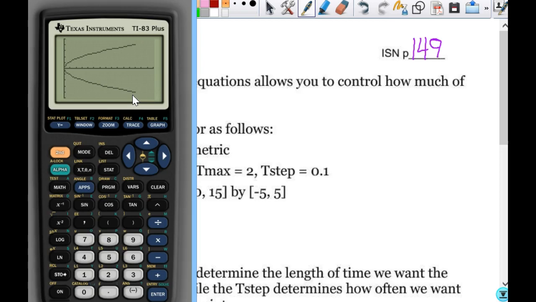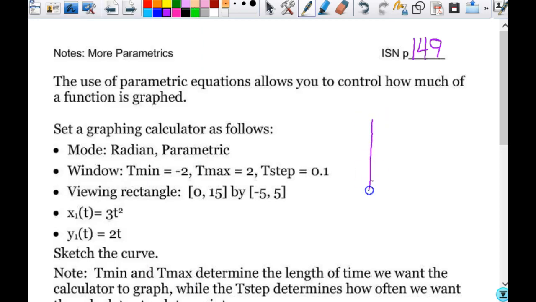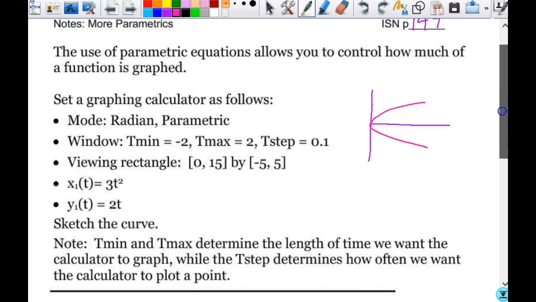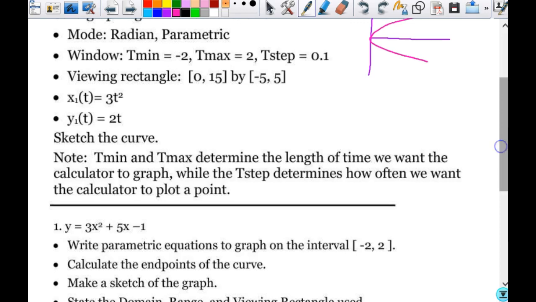And we can just kind of, over here, this isn't really part of one of the examples anyway, but this is what the graph kind of looks like. So just sketch it like that and good enough for right now. Okay? We're going to look at the other ones where we actually do some stuff. But all right, now, T step determines how often we want the calculator to plot a point. And that we can kind of leave how it is.